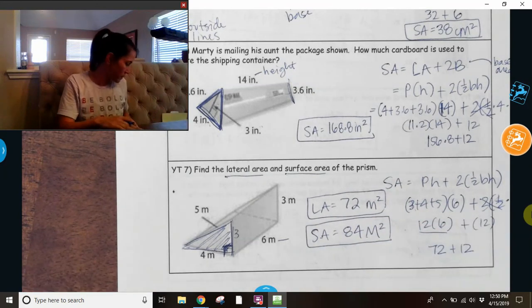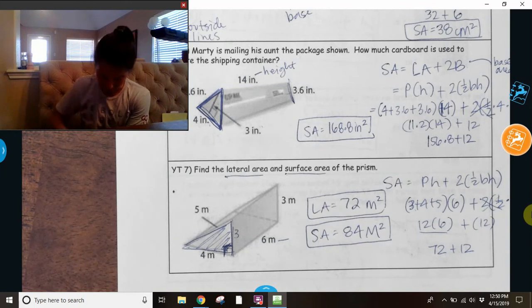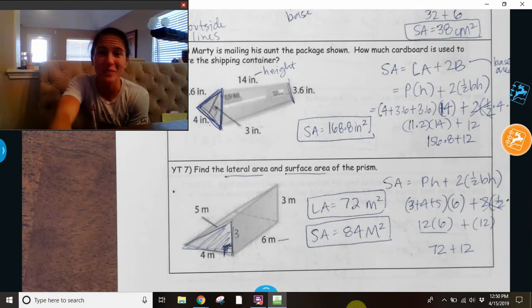Okay, so I know that was long but quick, and we will go over more surface area of prisms in class.